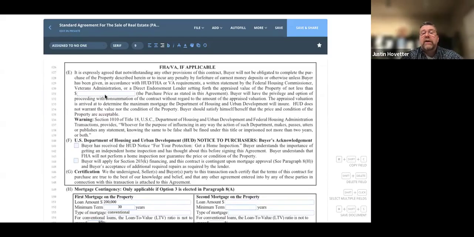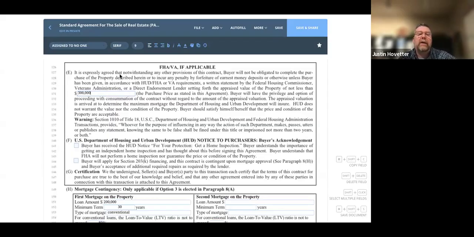Now, we won't be using an appraisal contingency on FHA, VA loans. We'll talk about that appraisal contingency another day as well. That appraisal contingency says right across the top, not for use for FHA or VA loans. This will serve as your appraisal contingency for the VA loan. So you can put your sale price right in here.